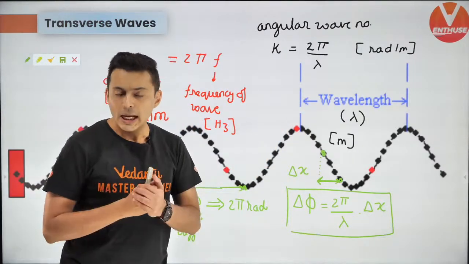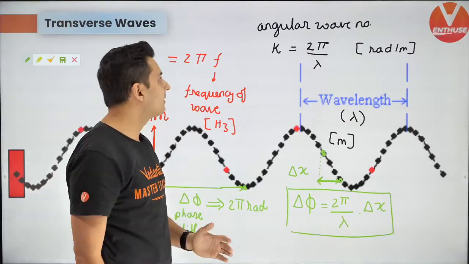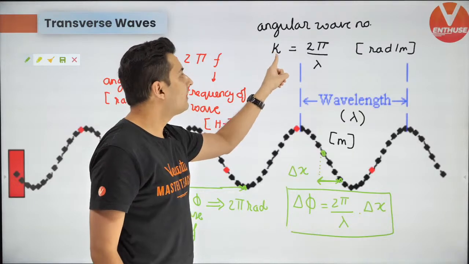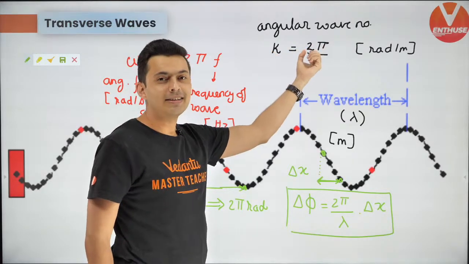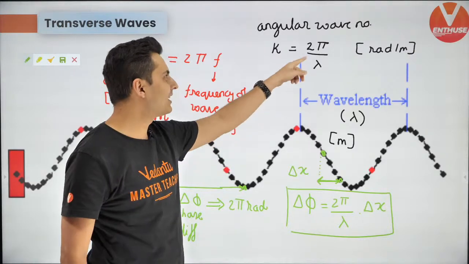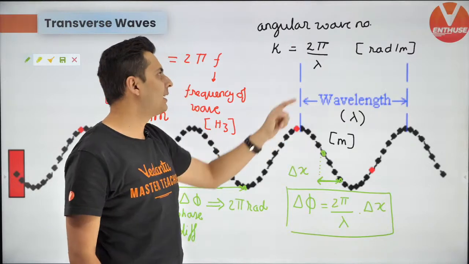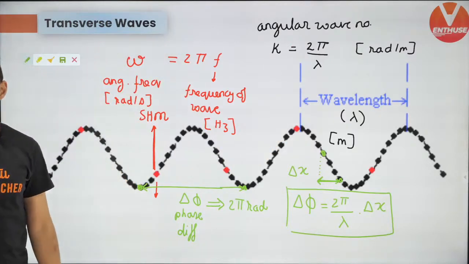Very good. All right. Now, probably everything makes sense over here. What is k? k is how many radians per meter? That's it. How many radians per meter? So 2 pi radians is per one wavelength. So that is the value of k. 2 pi radians per wavelength.